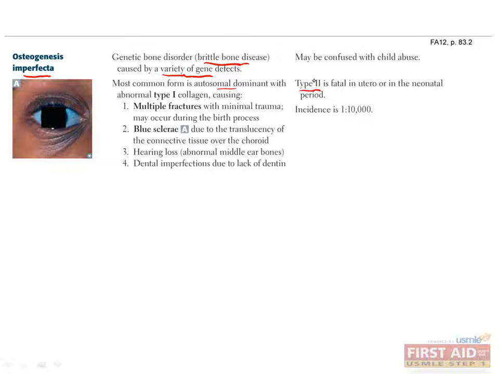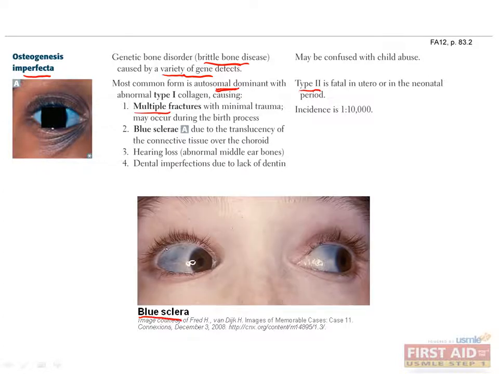or shortly after birth. Patients with the autosomal dominant form can present with multiple bone fractures without a history of trauma, including during birth. This is often confused with child abuse, and you may have to differentiate between the two in your exam. Patients may also have blue sclera, which you can see in this image. Since the middle ear bones are required for hearing, patients may have hearing loss as well, since these bones don't form properly. Lastly, these patients have dental imperfections, since they can't synthesize dentin properly.